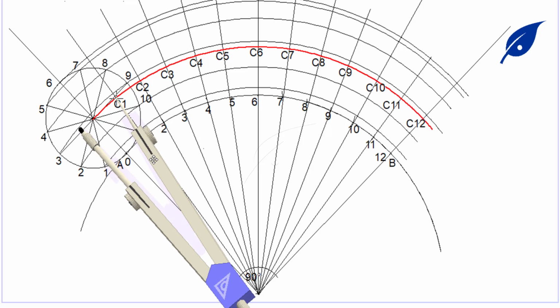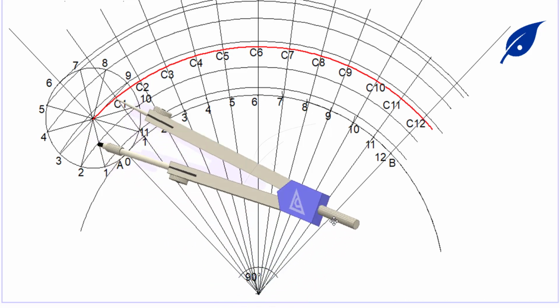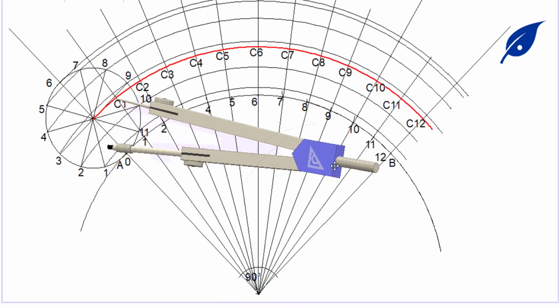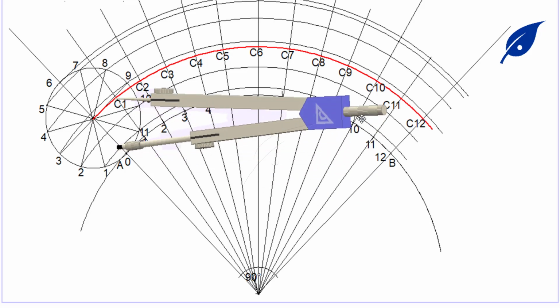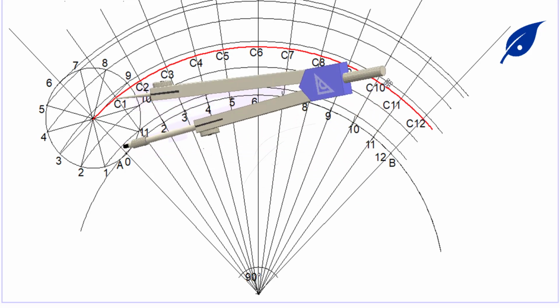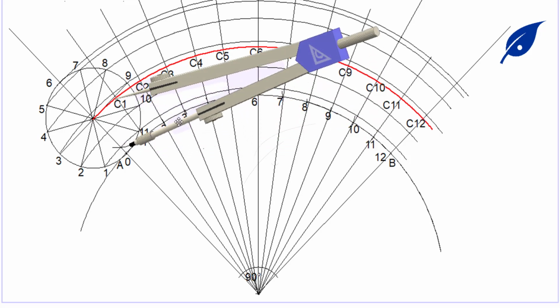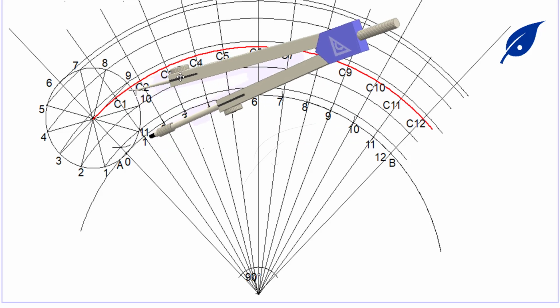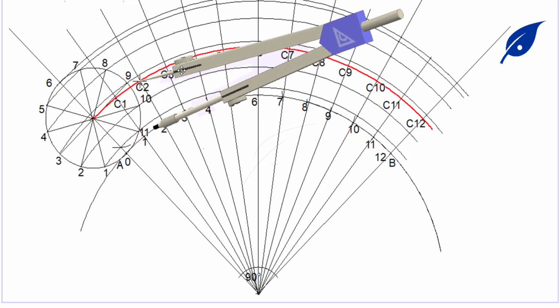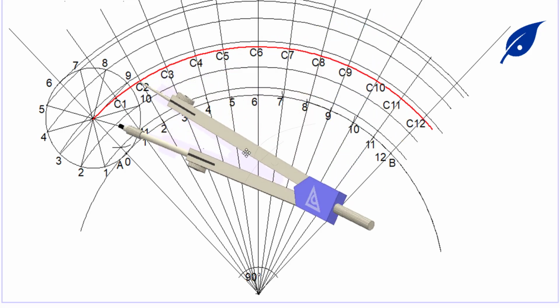Now with our radius of 20 millimeters, we fix it on the center C1. Then we'll describe the arc on the line for 1. The same radius, we'll move it to C2. We describe it on line 2.